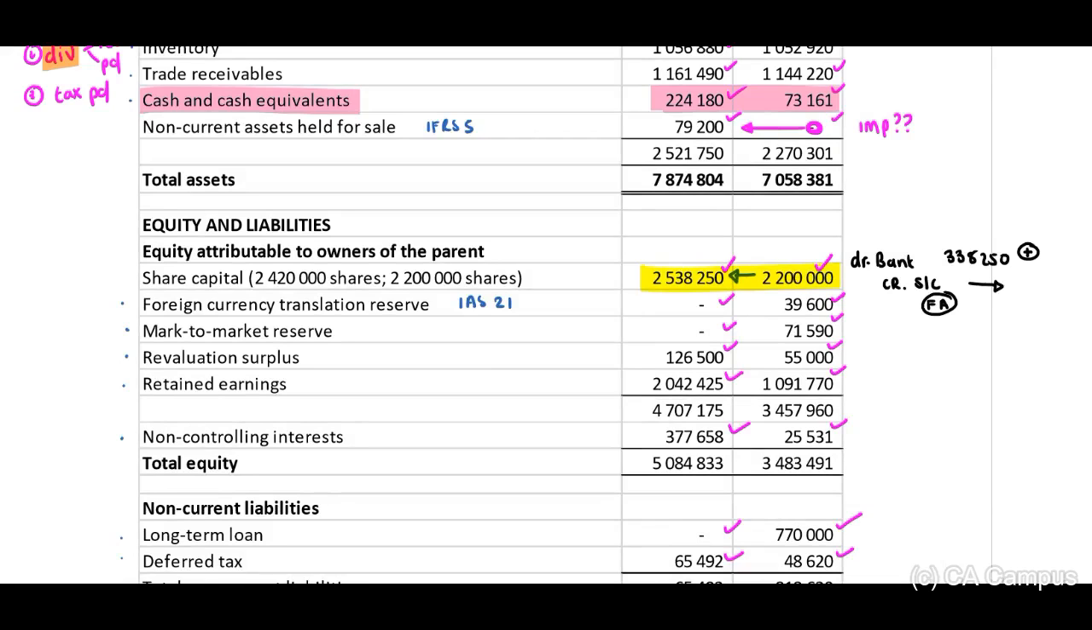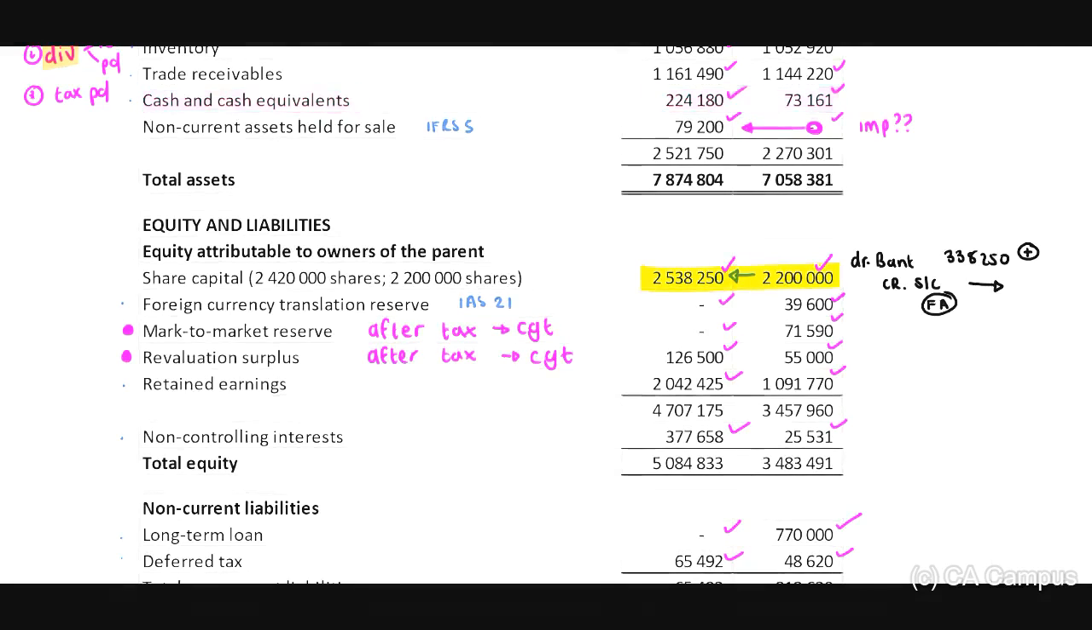We've used them. Then, if you look at my mark-to-market reserve, remember that this will be an after tax amount and that the tax will be based on our CGT rates. When you think about our revaluation surplus, this is after tax and this will be based on CGT rates.